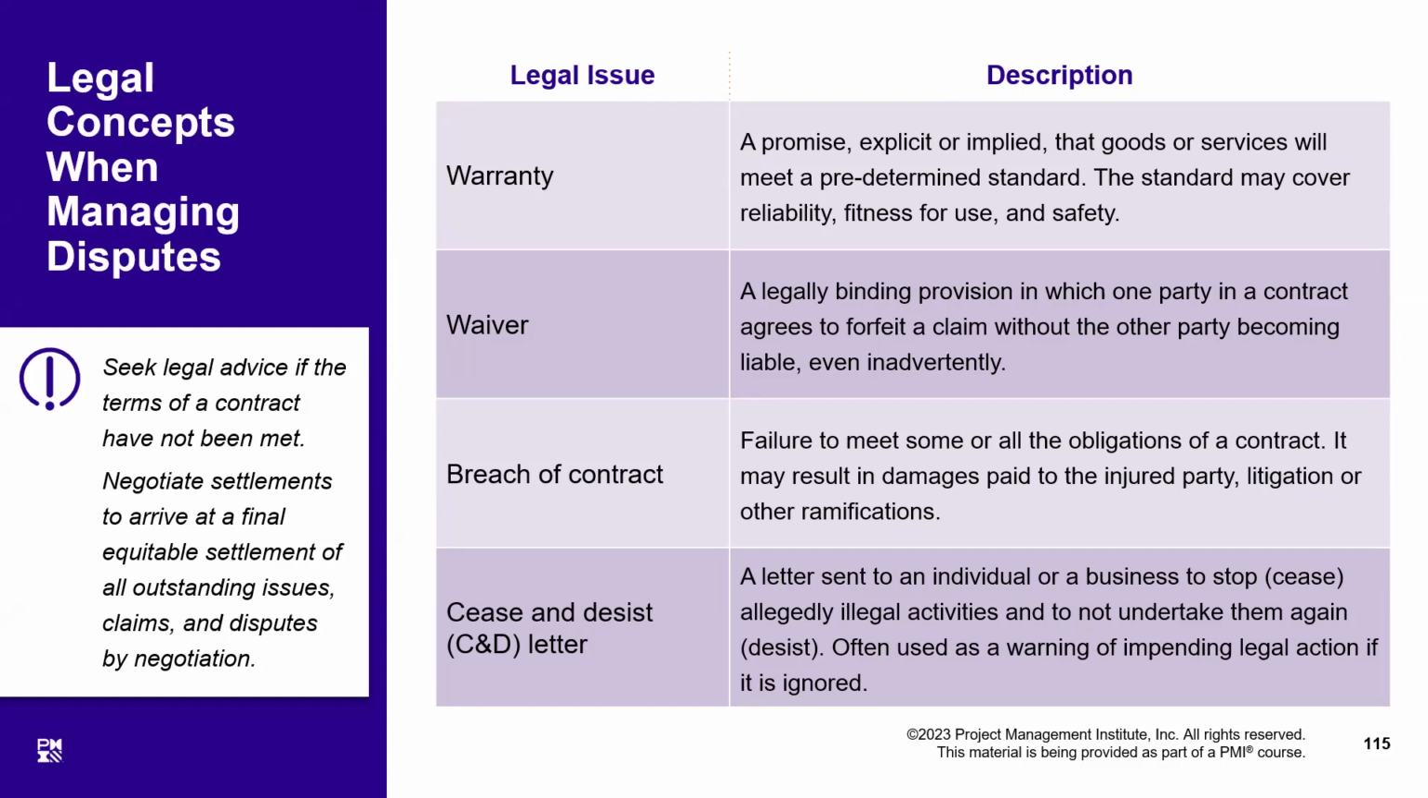Then we have another legal term, which is called breach of contract. That is failure to meet some or all of the obligations of a contract. This may result in damages which have to be paid to the injured party. It may also result in litigation or other ramifications. So breach of contract is serious, right? Small issues we could deal with a waiver, but where there is a major breach of contract, we can't just let it go.